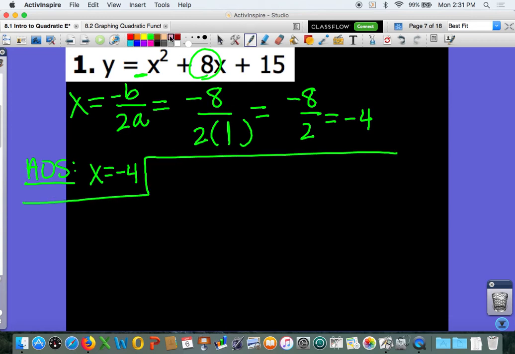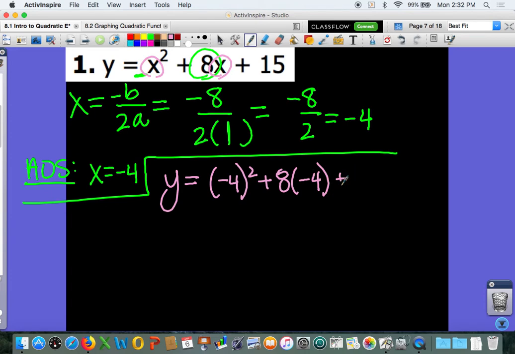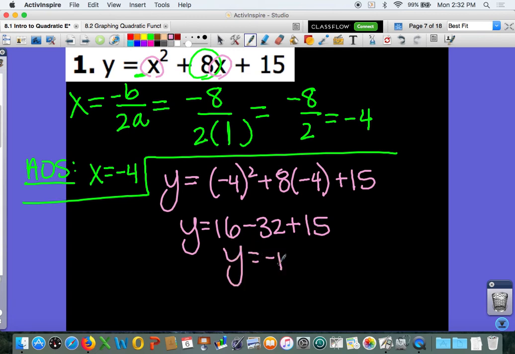The next thing that you would need to do is find the vertex. The way you do that is you plug in the axis of symmetry everywhere you see an x and solve for y. So you write y is equal to negative 4 squared plus 8 times negative 4 plus 15. Negative 4 squared is 16. 8 times negative 4 is negative 32, and that's plus 15. This would give you y is equal to negative 1, and your vertex would be negative 4, negative 1.